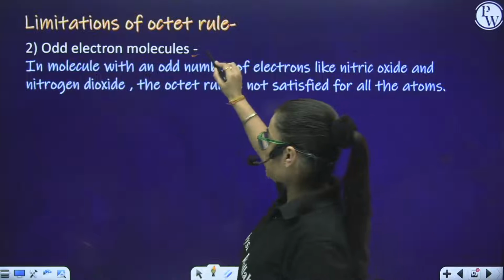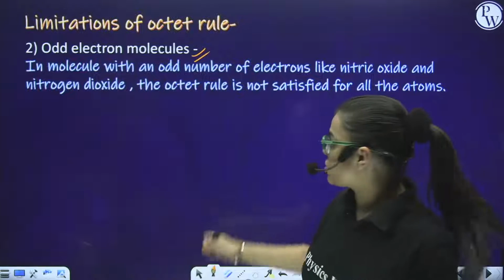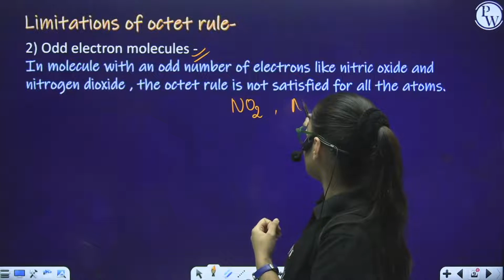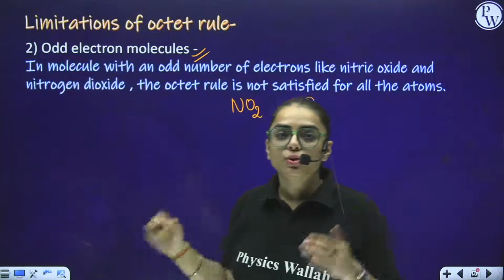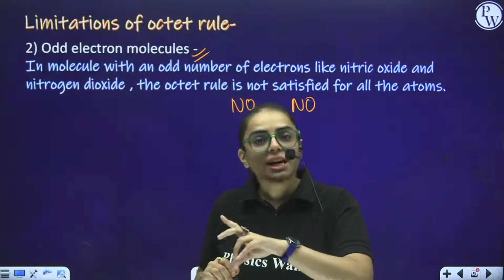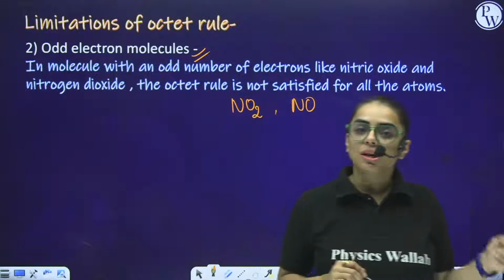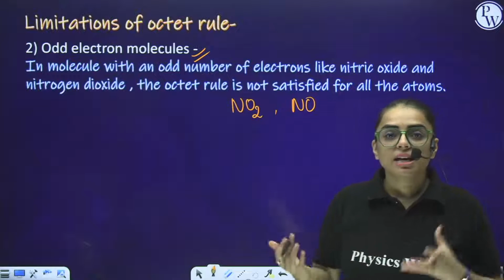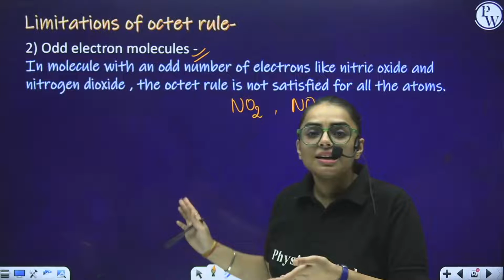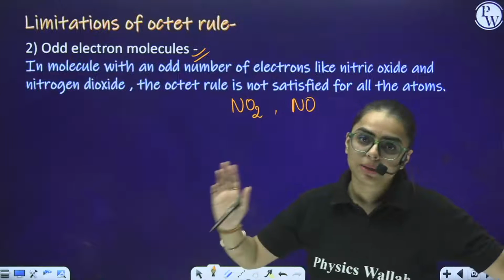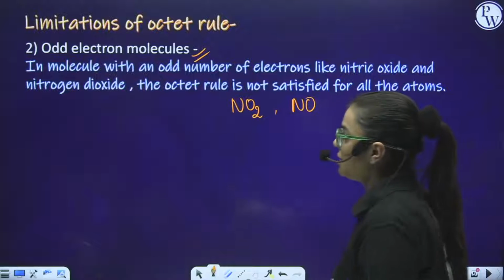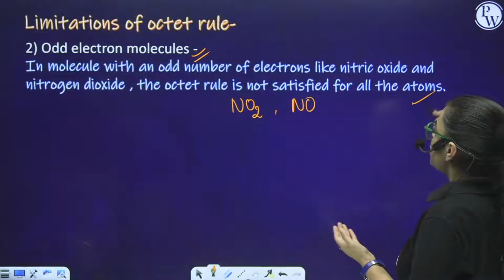Next is odd electron molecules. Now there are some cases, such as NO2 and NO. In both cases, nitrogen holds the odd electrons. If you calculate the total number of electrons also, the value comes out to be an odd number, not an even number. So this is again an exception, right? Because the octet rule is 8, and 8 is even. They are containing an odd number. That means it is again a limitation of the octet rule. So in molecules with an odd number of electrons, like nitric oxide and nitrogen dioxide, the octet rule is not satisfied for the atoms.